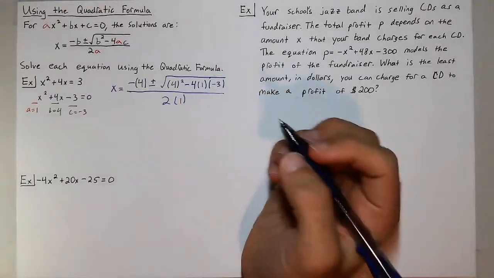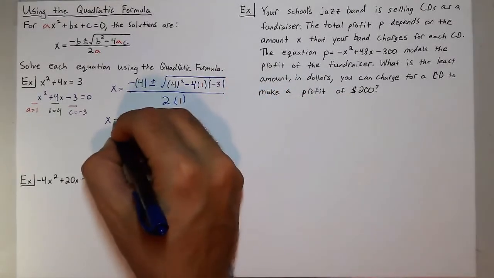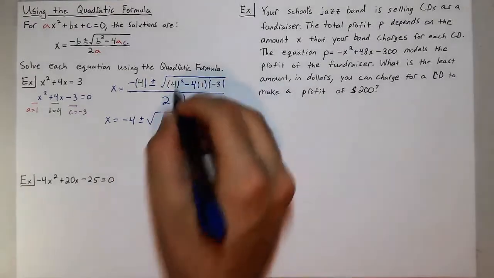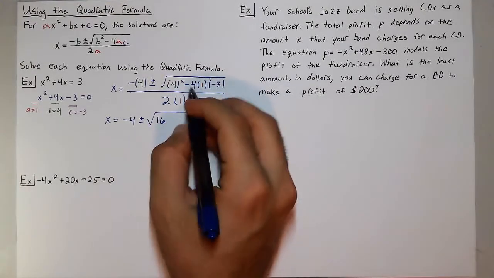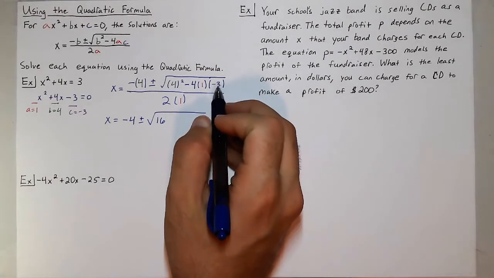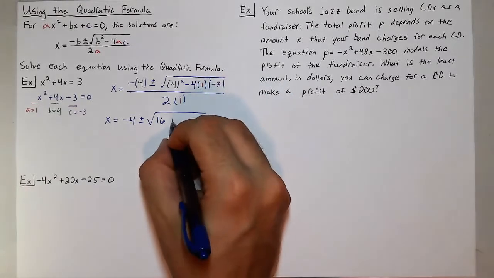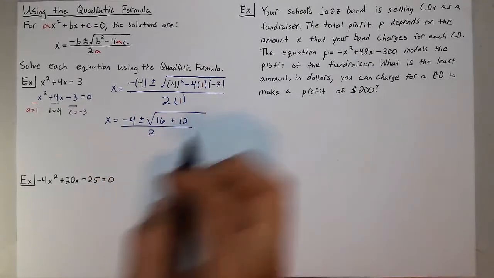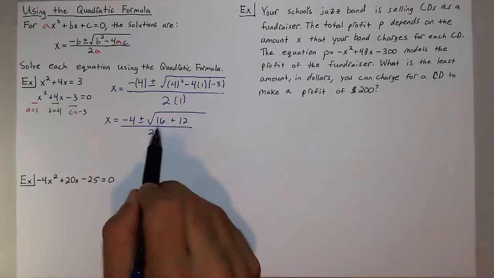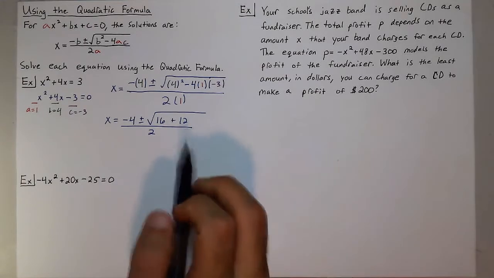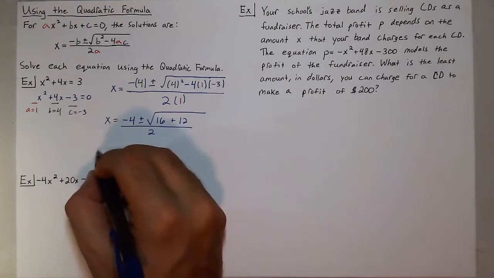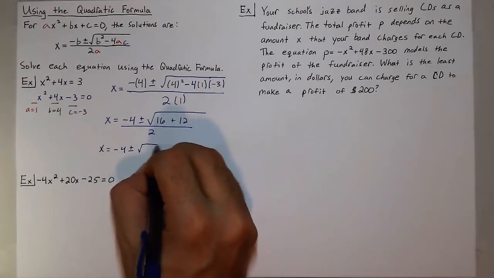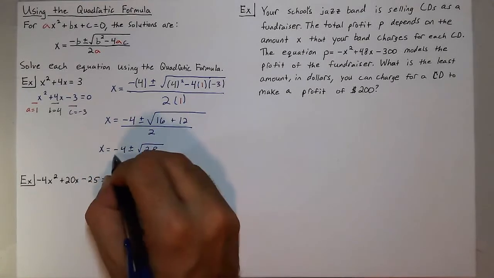So as I go to simplify this, I will get negative 4 plus or minus the square root of 16, and then negative 4 times 1 times negative 3 is plus 12, all over 2. Now, 16 plus 12 is 28, so I'll get x is equal to negative 4 plus or minus the square root of 28 all over 2.